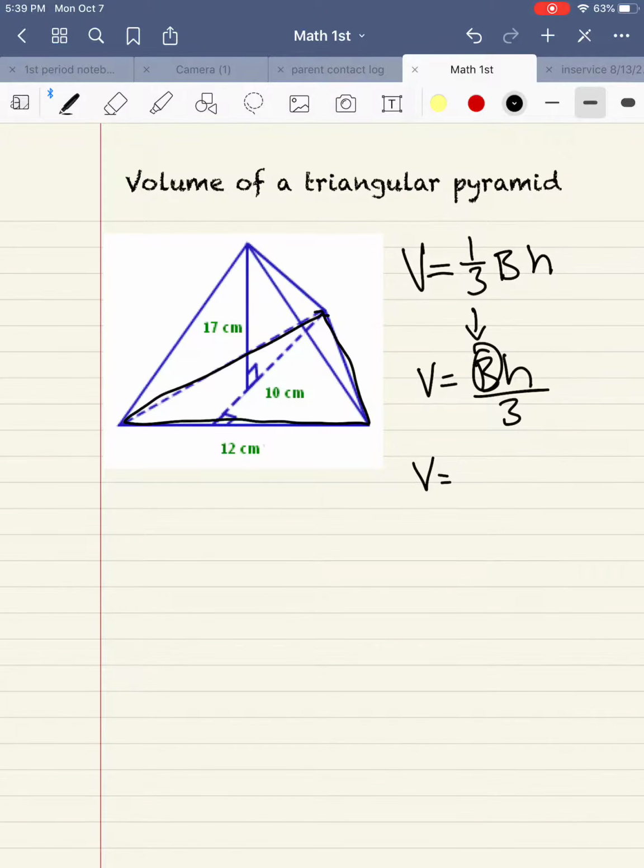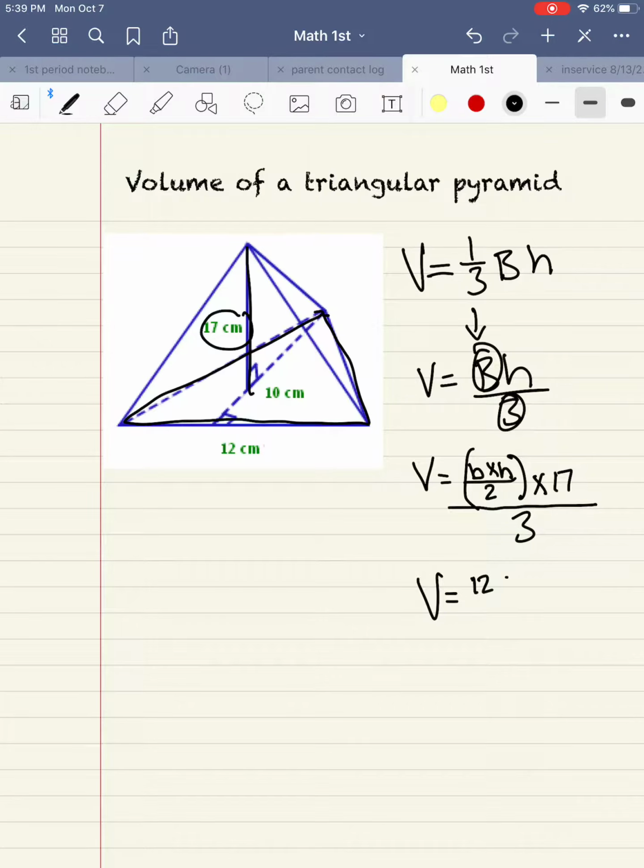And if we remember from before, in order to get the area of a triangle, you have to multiply the base and height of the triangle and divide it by 2. Once we get that, we have to multiply that answer with the height of the pyramid, which is 17, and divide all of that expression by 3, which is this number right here. So the base and height of the triangle base is 12 times 10 divided by 2, times 17.